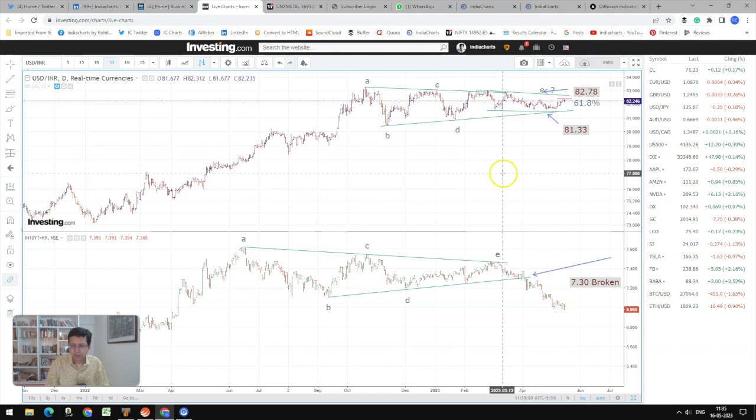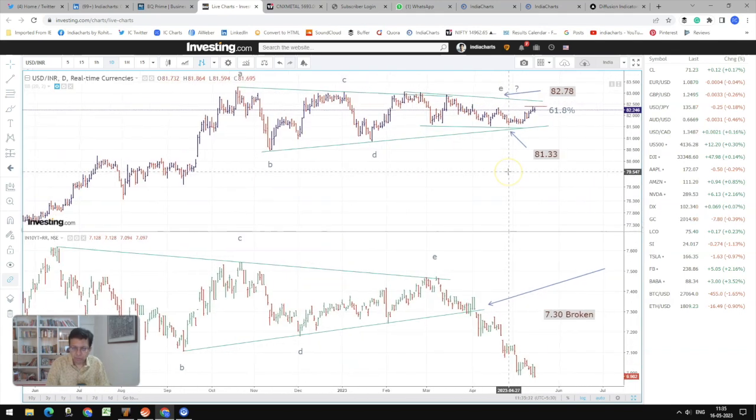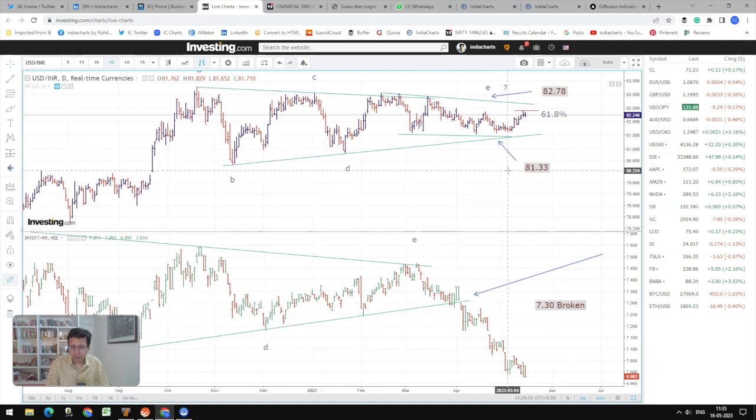So then why is our currency pair holding out so strongly? Question mark, no answer yet. And so I'll just leave it at that.